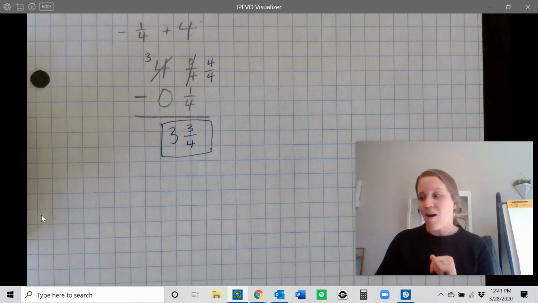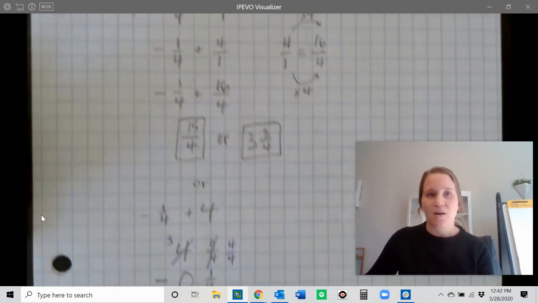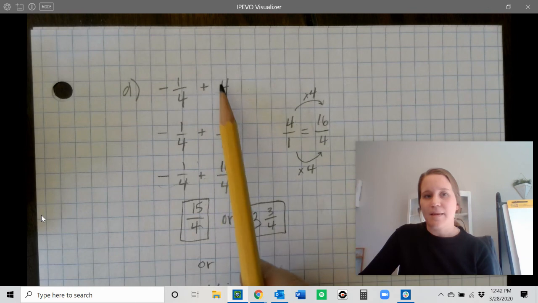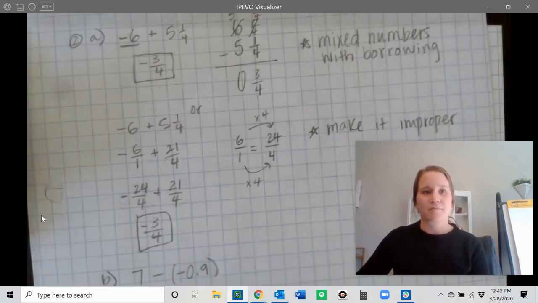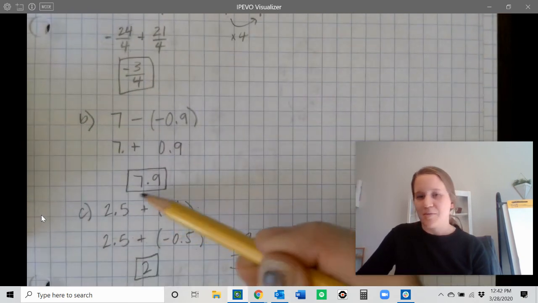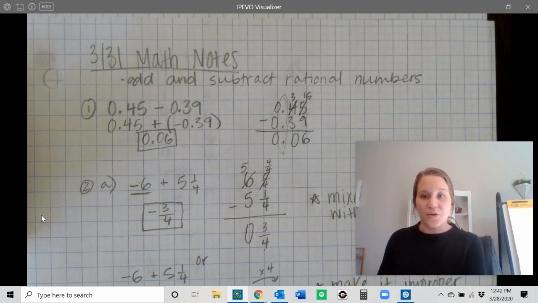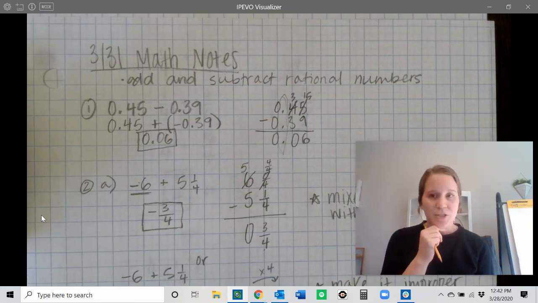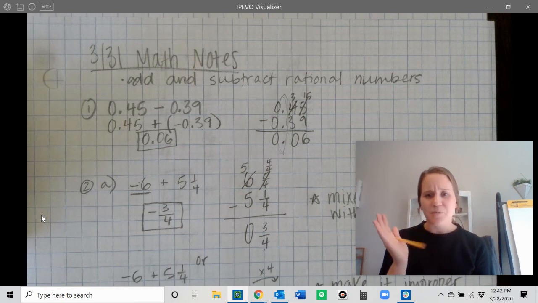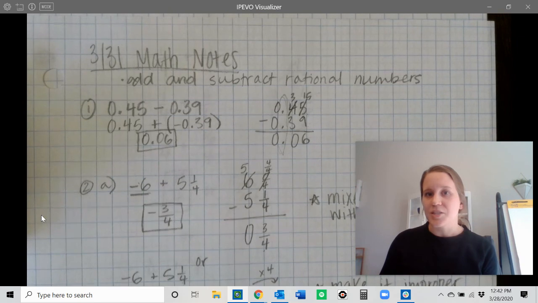First reminder, all of the problems that we did in our review today only had one operation in them. This question was a subtraction problem. This one was an addition problem. So we really didn't have to think about the order that we did operations in because every question only had one operation. So I just wanted to remind you that when you have more than one operation in the question, then follow the order of operations.